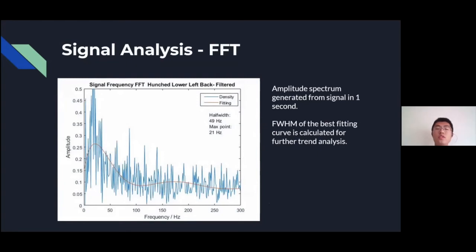Here is the frequency distribution, the amplitude spectrum. To see the shifting trend of the frequency, we generate the amplitude spectrum graph for every second in the 30 minutes period. From here, you can see the blue line is the amplitude spectrum, and the orange line here is the best fitting curve for the amplitude spectrum. We then calculate the full width at half maximum. It is marked as the half width here, which is 49 Hz. We record the FWHM of each second and plot them out to see the final trend of frequency shifting.